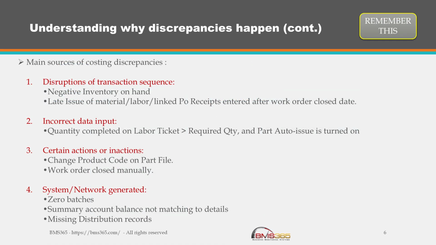Negative inventory is another common culprit. If a part goes negative and isn't corrected, your valuation is simply wrong. Late transactions are also a problem, like issuing material or labor to a work order after it's been closed. And if your system auto-issues material without the correct requirement, it can easily over-issue.